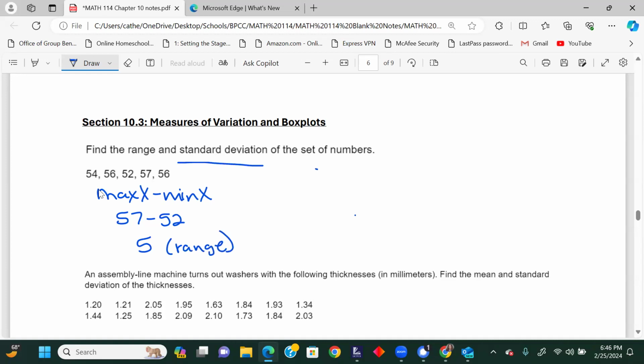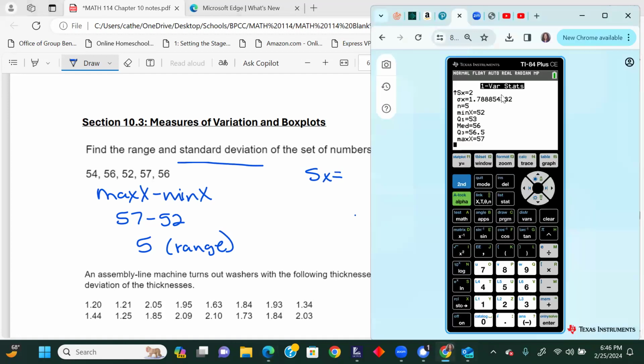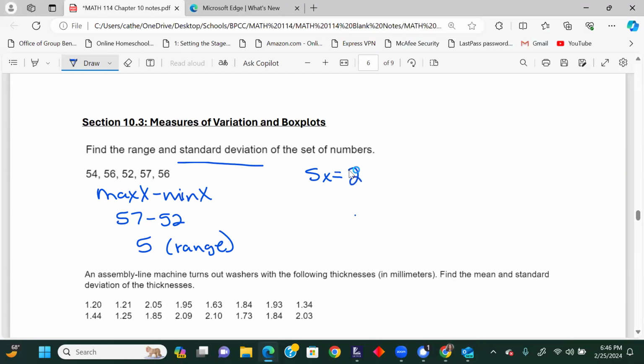Then they ask you for the standard deviation. That's going to be S of x. So if you look at the calculator, let's arrow back up to the top. They have S of x right here, and it's going to be 2. That's your standard deviation, is 2.